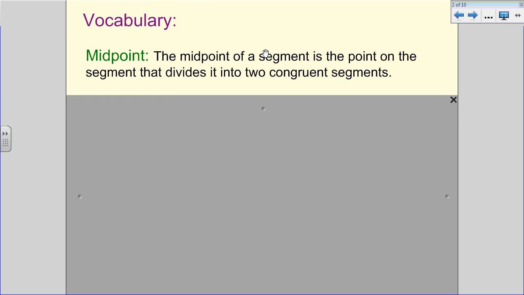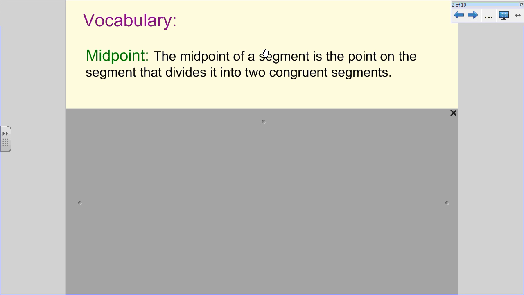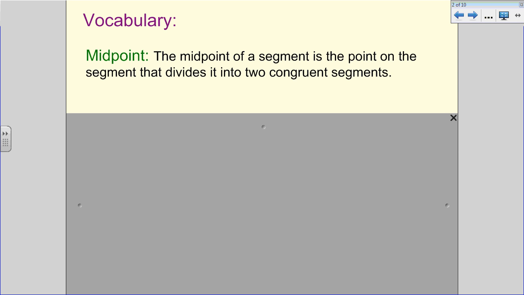Vocabulary. Like I said, guys, I'm going to go a little quickly through this. You may need to pause and copy down. But midpoint, the midpoint of a segment is the point on the segment that divides it into two congruent segments. I don't think there's anything in that definition that surprises you. I did want to say here midpoints, that a segment is the only thing that can have a midpoint because a segment has a beginning point and an end point.